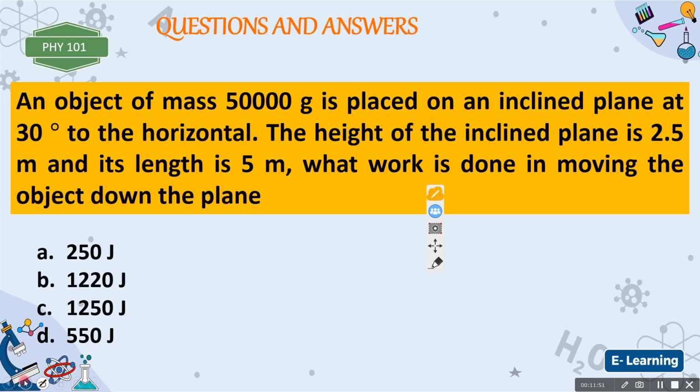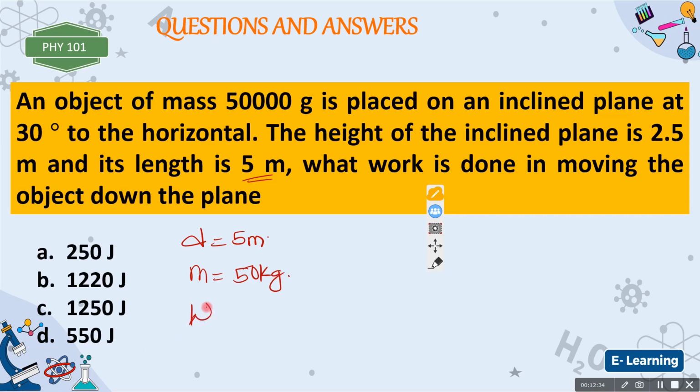An object of mass 50,000 grams is placed on an inclined plane at 30 degrees to the horizontal. The height of the plane is 2.5 meters and its length is 5 meters. What work is done in moving the object down the plane? Now, we told you that the length is 5 meters. That means the distance that the object must cover is 5 meters. The mass is 50,000 grams, which is written as 50 kg. Now they are asking you, what is the work done?